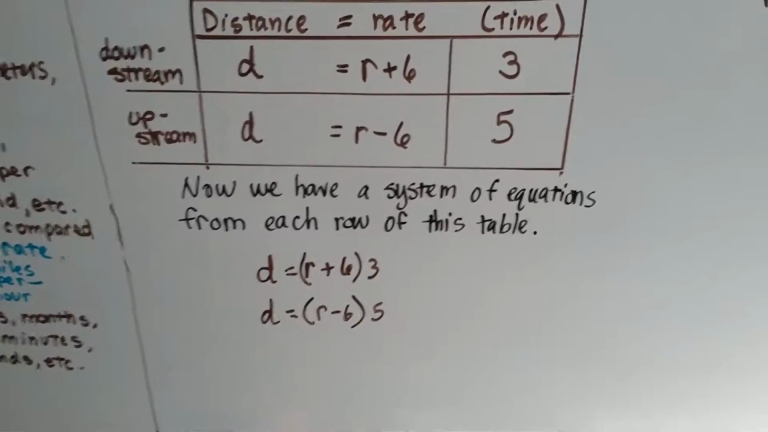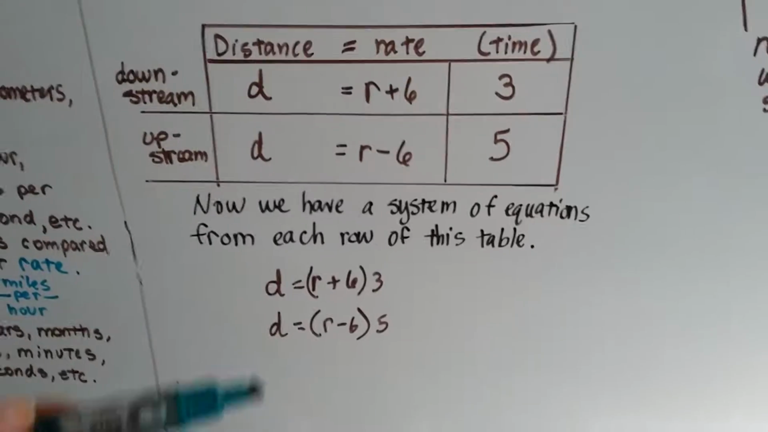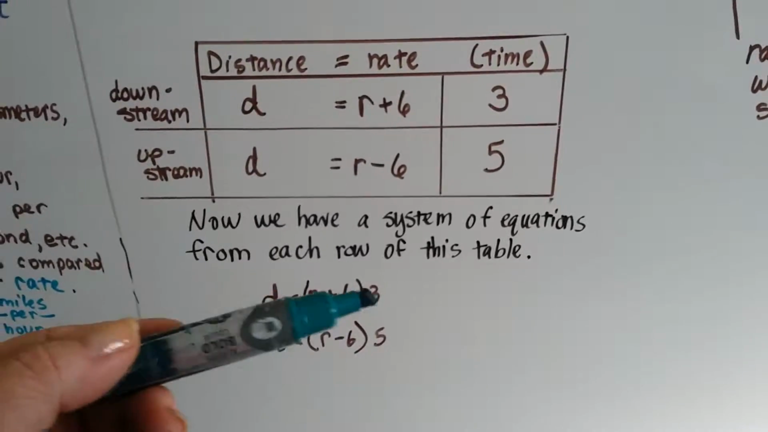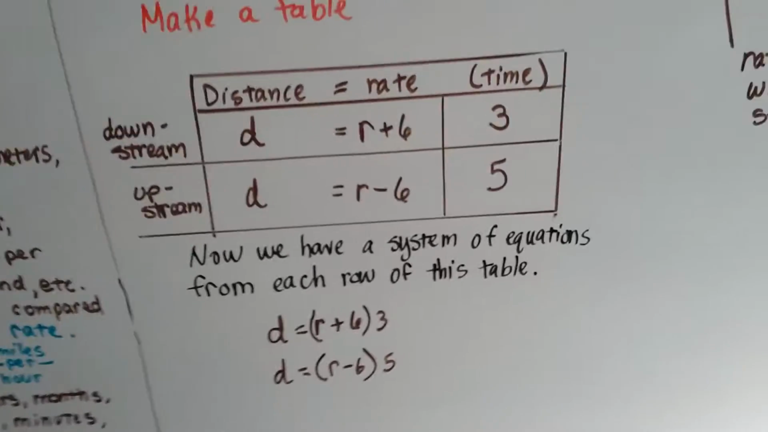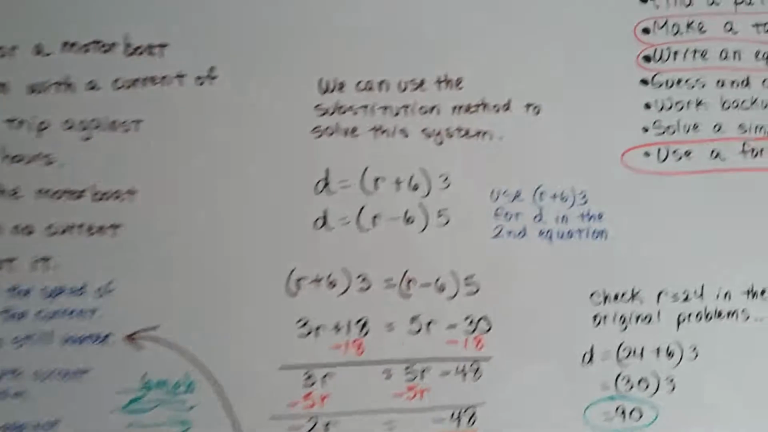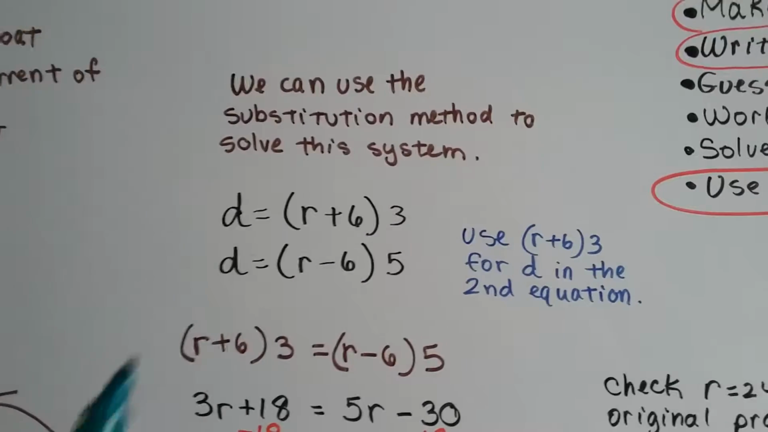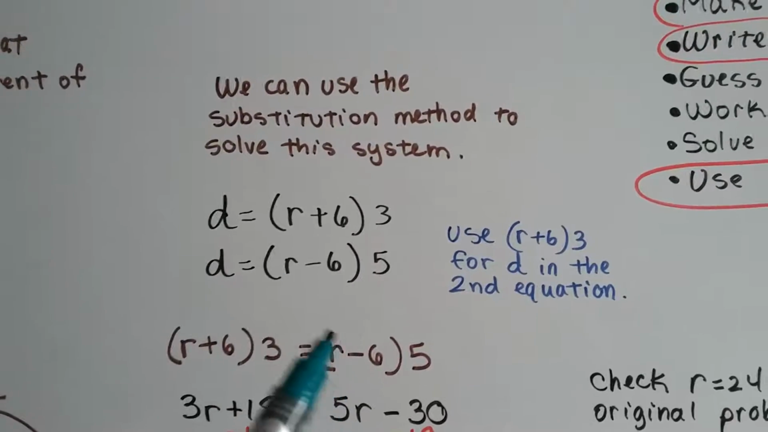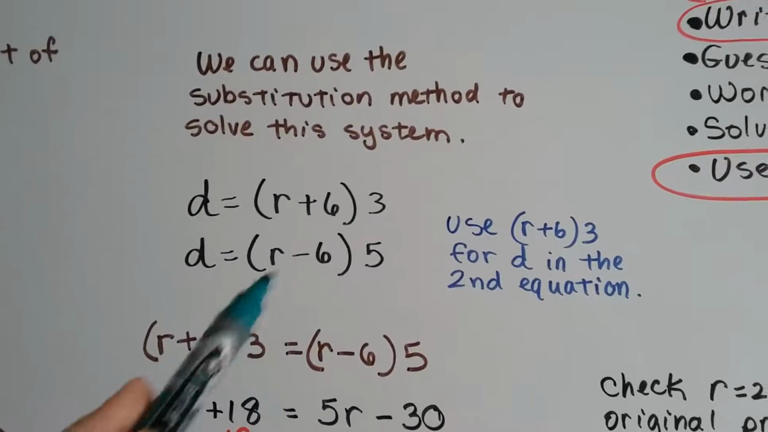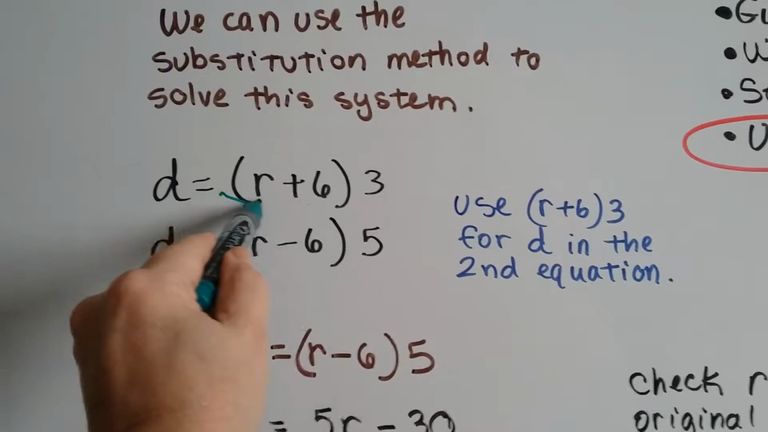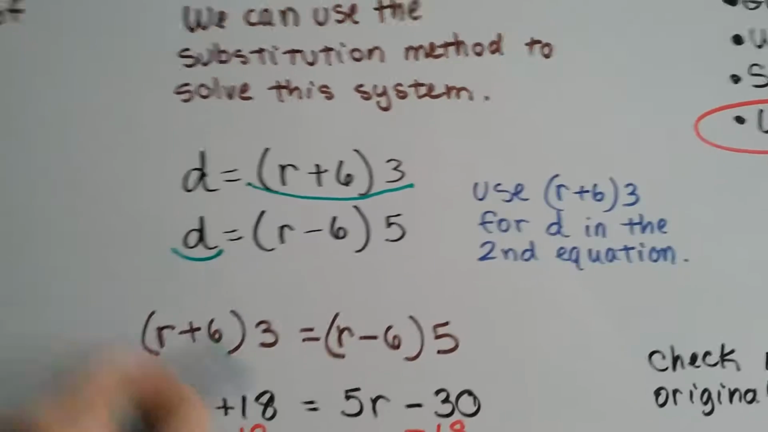Now we have a system of equations from each row from this table. We have d equals r plus 6 times 3, and d equals r minus 6 times 5. See? So we can use the substitution method to solve this system of equations. So here's our two equations, and because it says that d is equal to r plus 6 times 3, we can actually use this part of this equation in place of d in that equation.